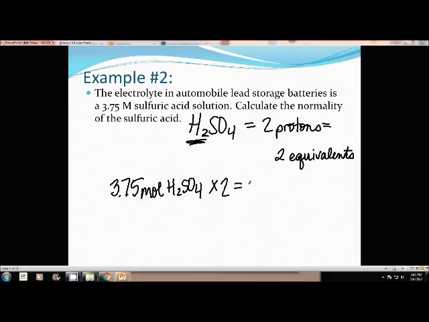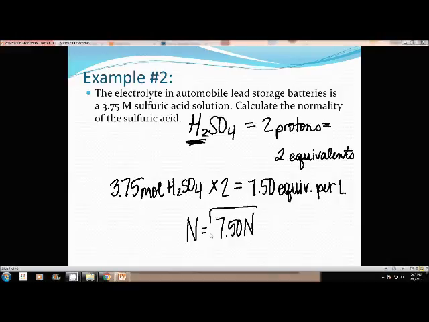So that when you multiply that by 2, it's actually 7.50, and that's how many equivalents per liter you have. So that means that our normality is equal to 7.50, and then we just label it as an N. And then basically all you need to know is however many H's you have, if you know the molarity, you multiply that by that number of H's. It's not as daunting as it seems.